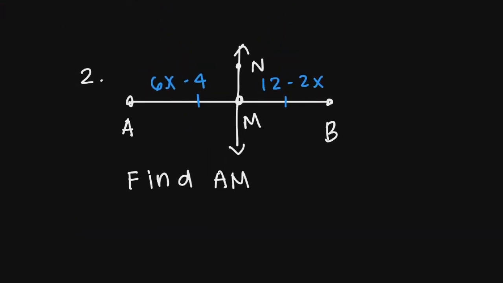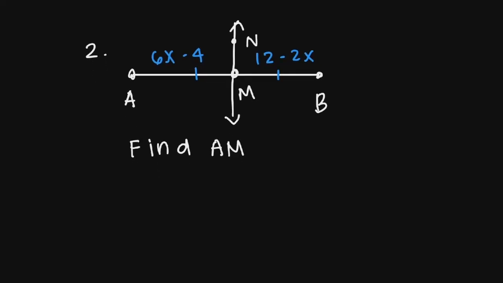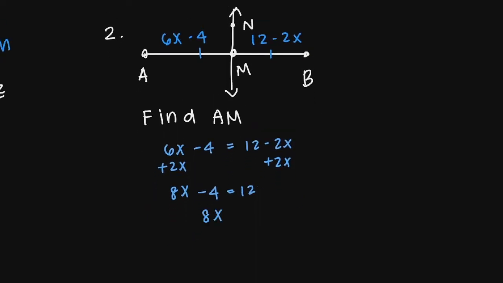In the next example, we have the line segment AB, and the line MN is a segment bisector. So that means AM equals MB. AM is 6x minus 4, and that's going to equal 12 minus 2x. In order to solve, we're going to move the variables to one side. So we get 8x minus 4 equals 12, and then move the 4 over. So we get 8x equals 16, and then we get x equals 2.